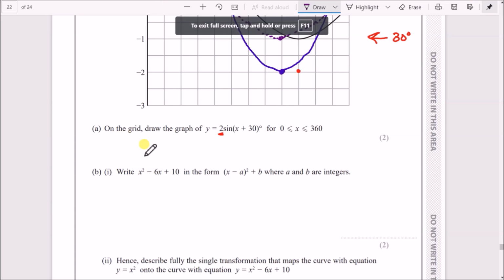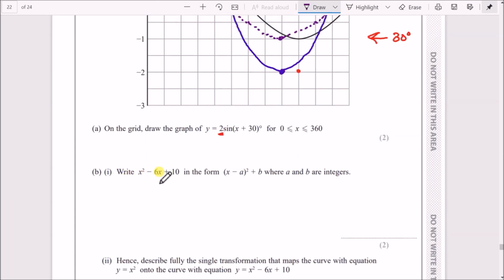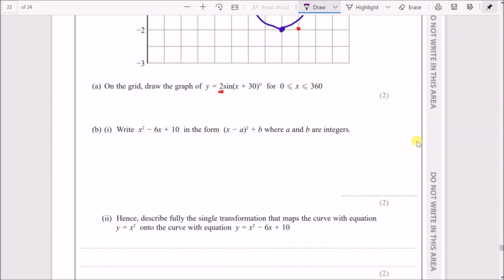Now for part B, which is completely unrelated, guys. Write x squared minus 6x plus 10 in the complete square form, by the way. So this is always complete the square, where a and b are integers. Okay, so simply to complete the square, all I do, guys, is I always underline the first two terms. And now all you gotta do is also wrap this up in some sort of square format.